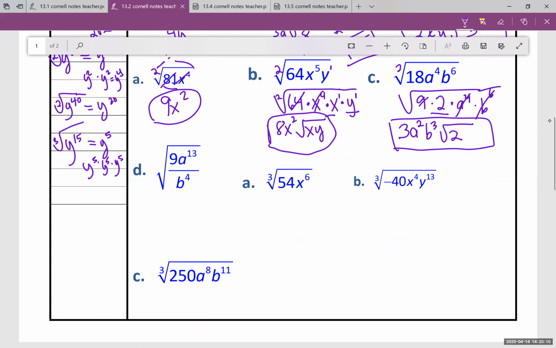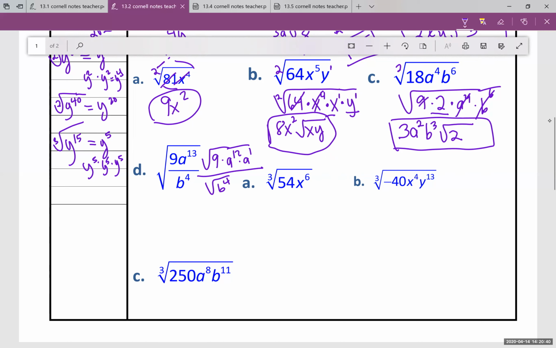All right. 9a to the 13th power divided by b to the 4th. First of all, we're going to make this into 2 separate problems. 9, and I'm going to make this into a to the 12th times a to the 1, and this over the square root of b to the 4th. Okay, so you might be wondering, why did I rewrite a to the 13th as a to the 12th times a to the 1?